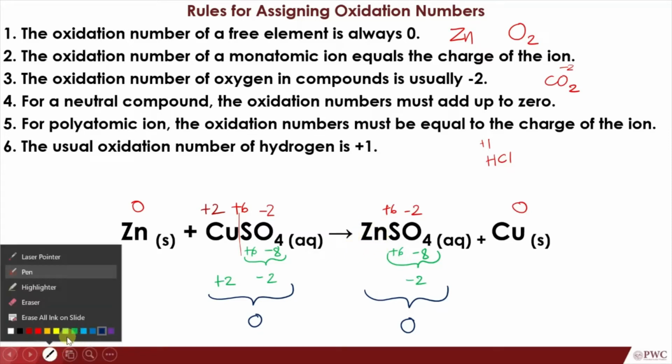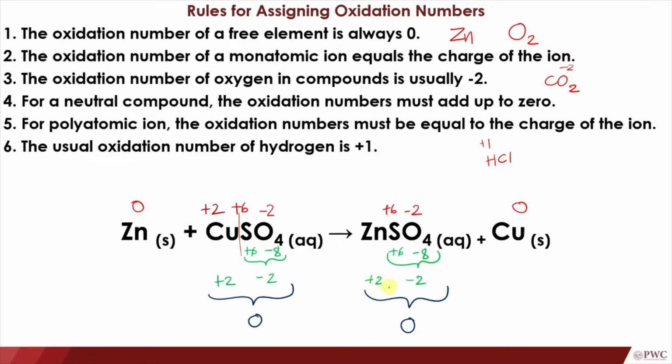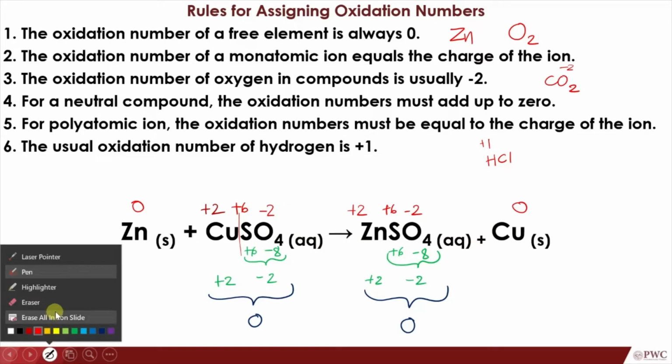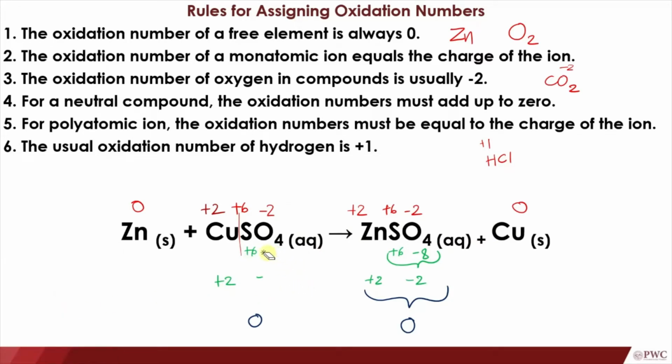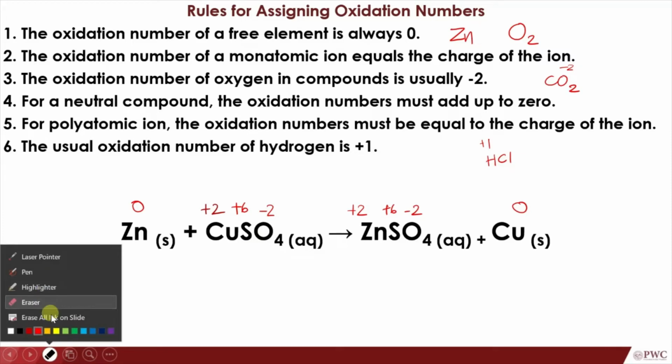So this should be +2, right? Then, of course, this charge would be the oxidation number in this case. So this would be +2. Okay, +2. So here we have assigned oxidation numbers to all the elements in this reaction. Let's try to erase the extra things here. Let's track the movements, the loss and then the gain of electrons.